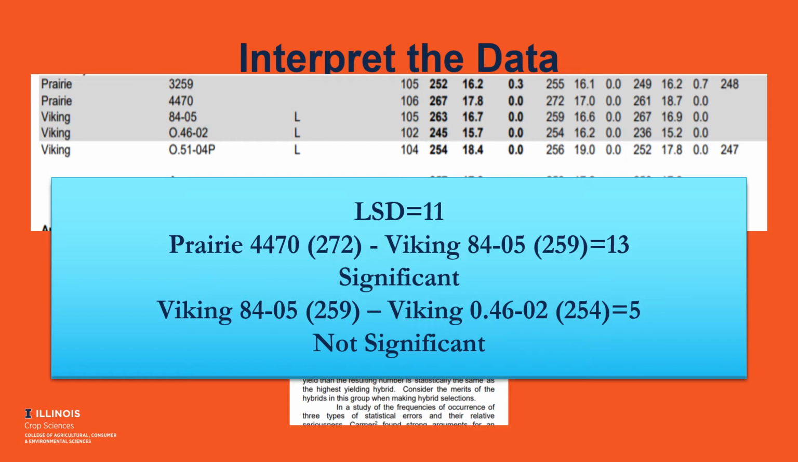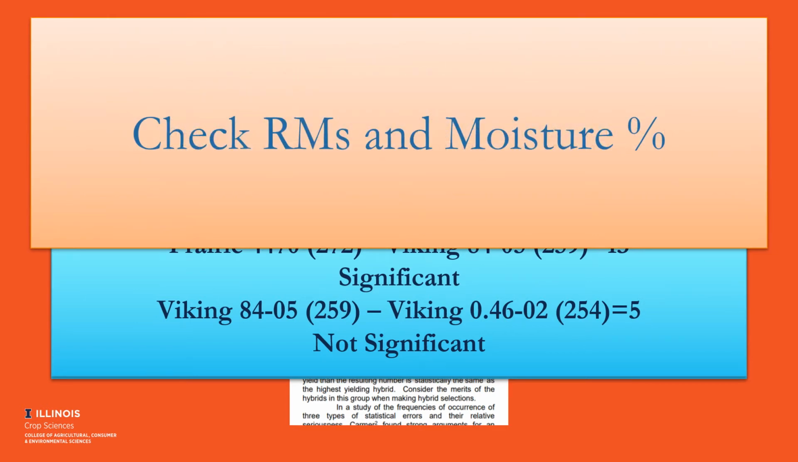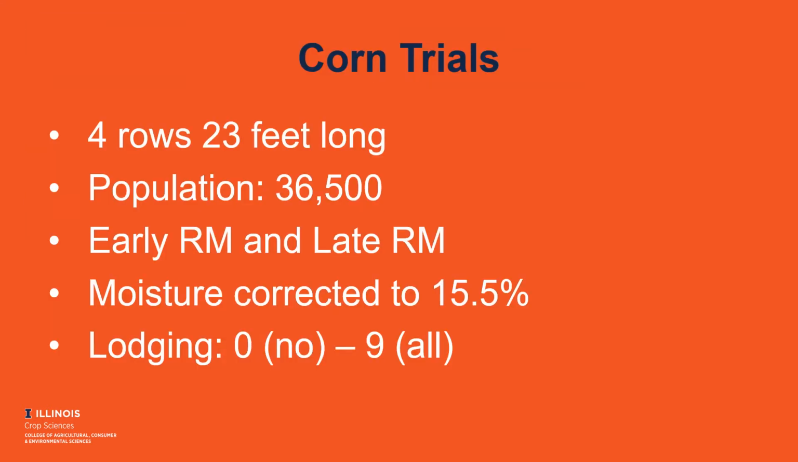You can't really take one hybrid from one location and compare it to another hybrid at another location. That just isn't going to be reliable or a sound way of doing the comparison. And of course, you always want to check your RMs and moisture percents for what you're trying to plant, and those regions and ranges that you're looking for, just so you're comparing apples to apples and not apples to oranges.